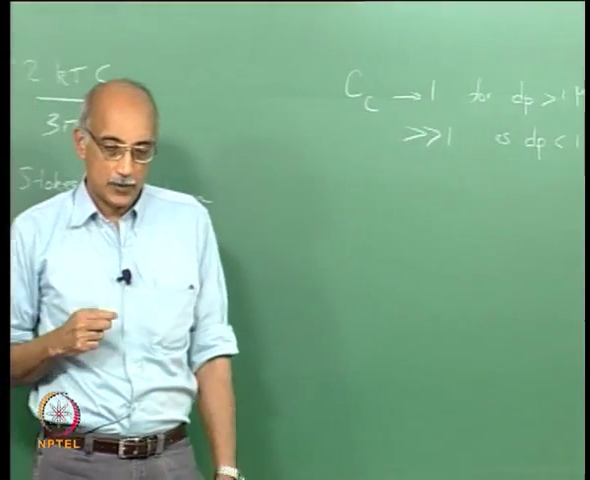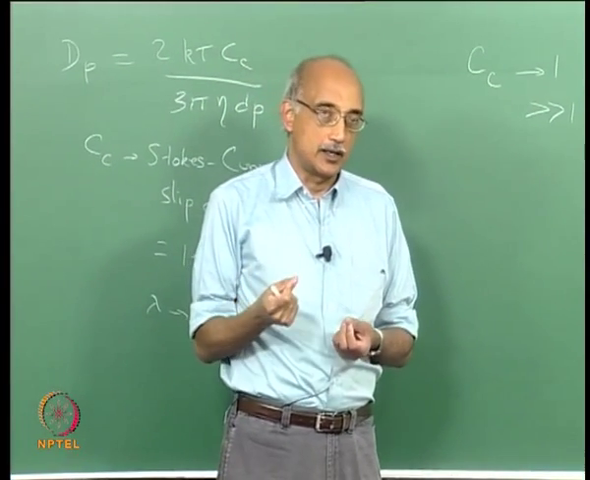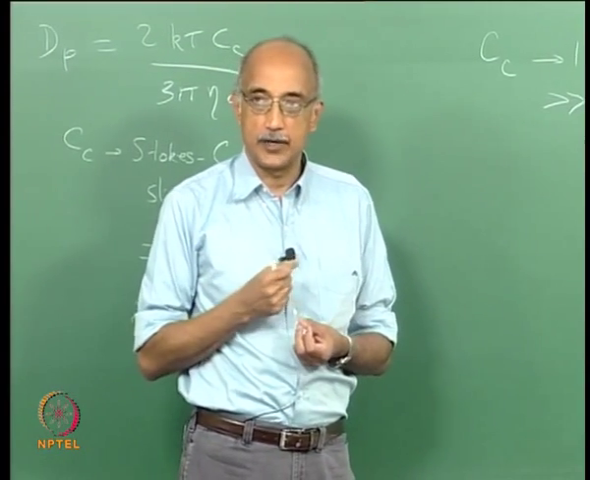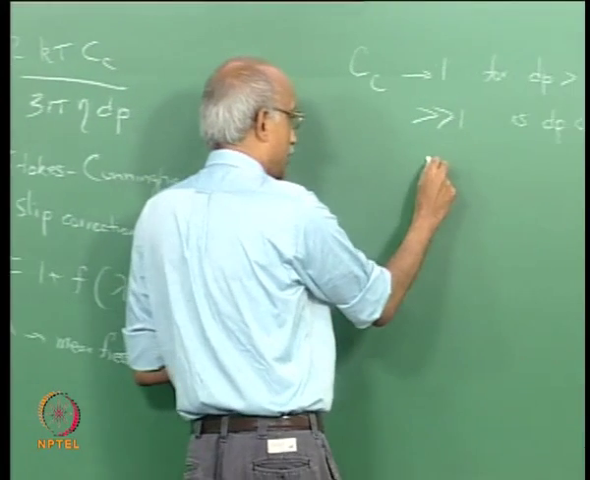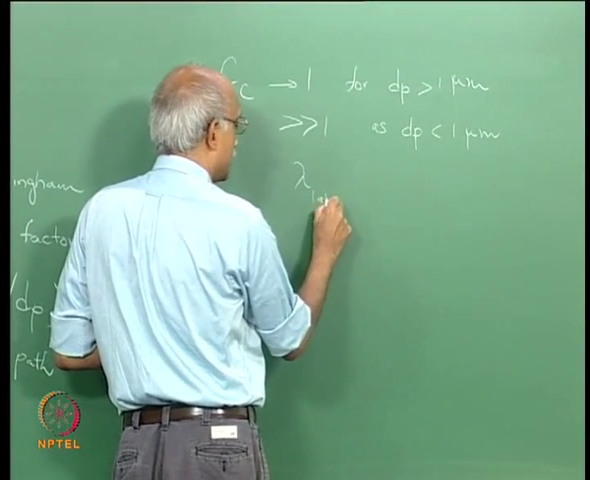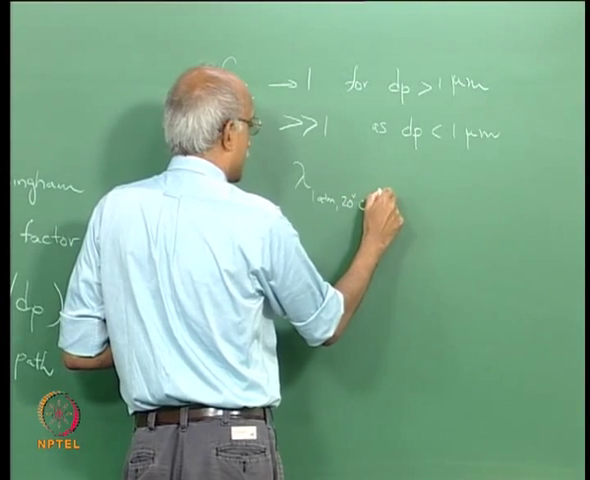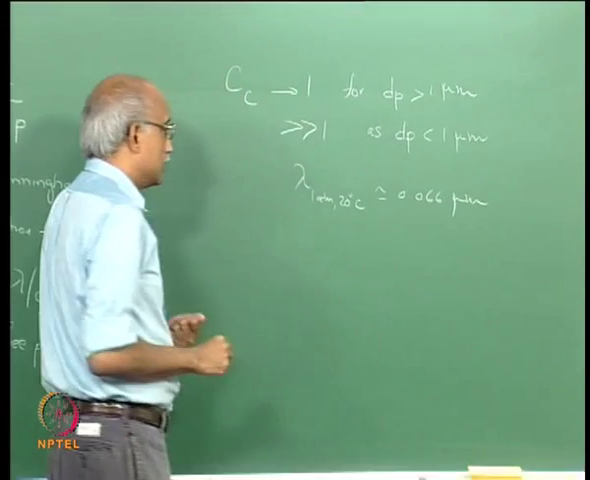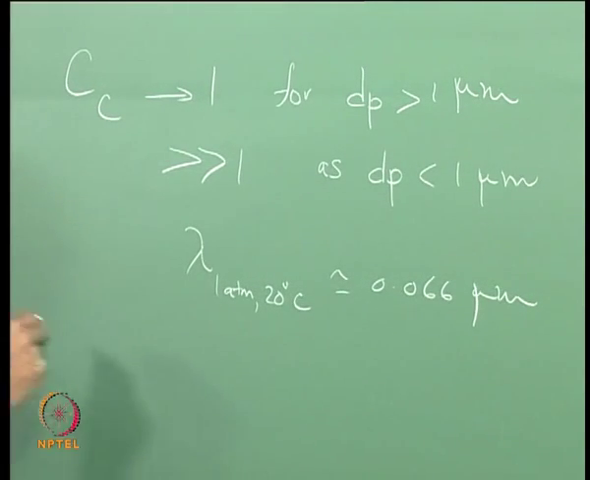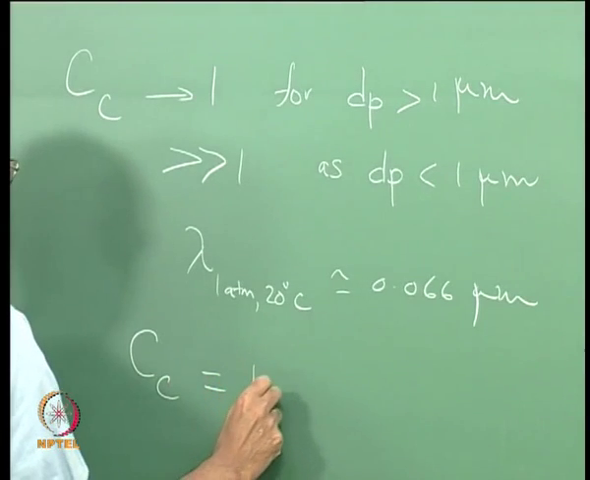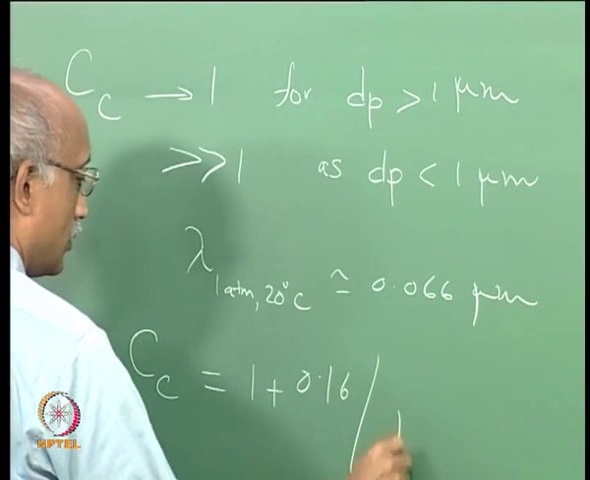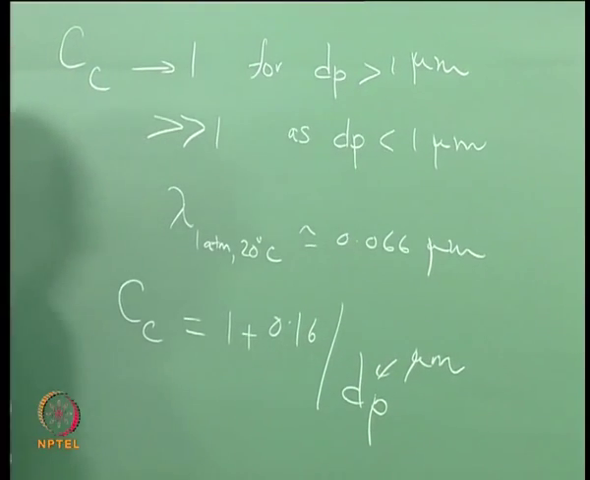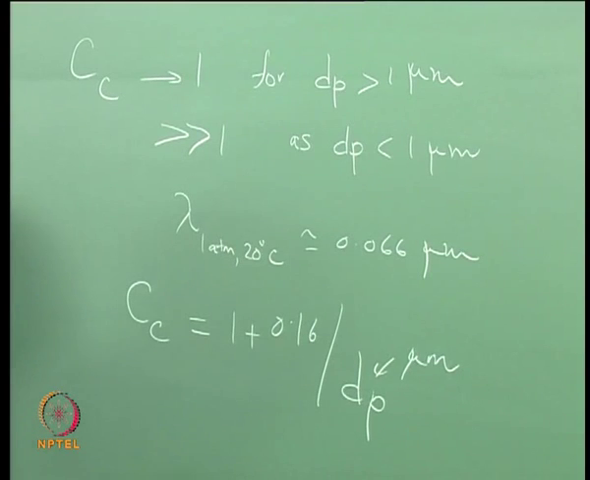For example, in the case of particle diffusion in air, let us say you are at atmospheric pressure 20 to 25 degrees centigrade, the mean free path for air under those conditions at 1 atmosphere 20 degrees centigrade is about 0.066 micrometer. And under these conditions, it turns out that you can write Cc as equal to 1 plus 0.16 over dp, where the particle diameter is expressed in microns. So, what is the implication of this?